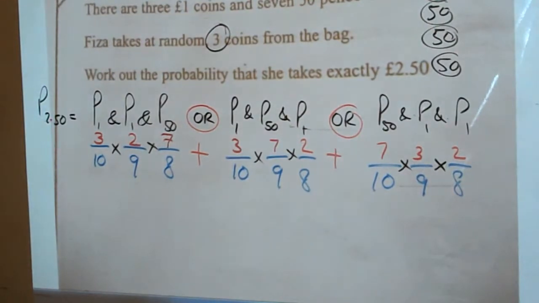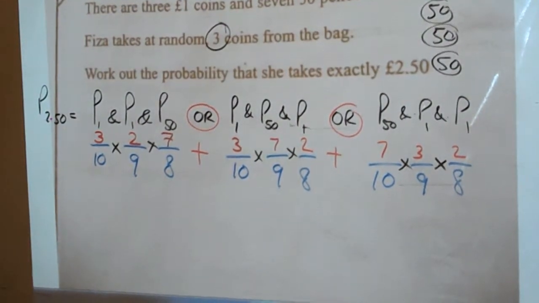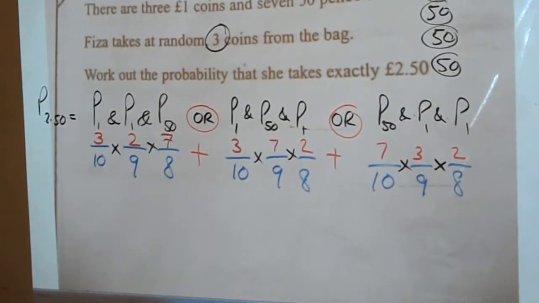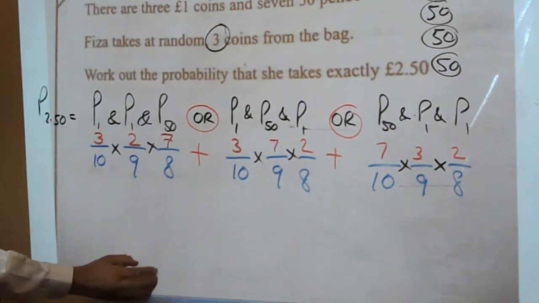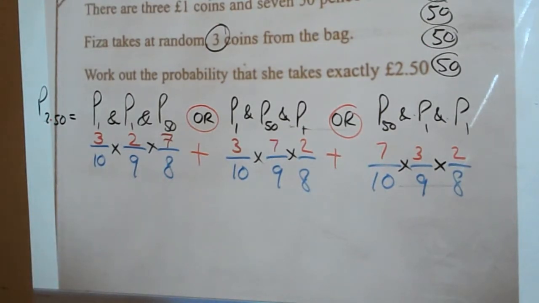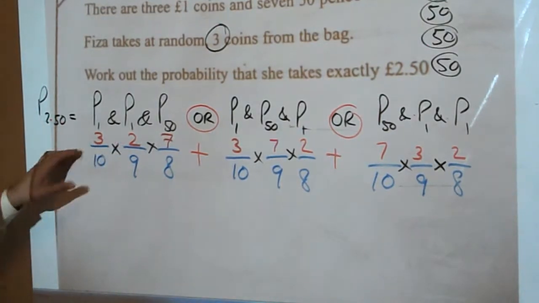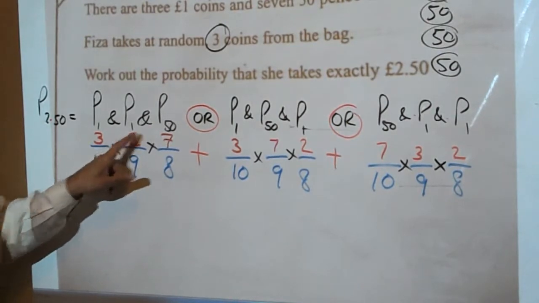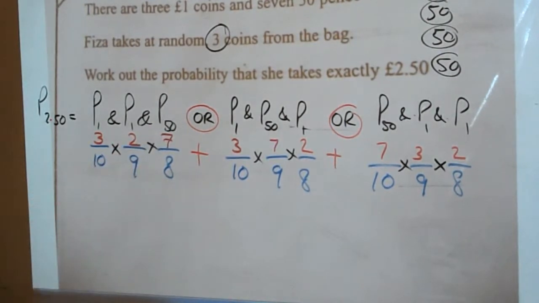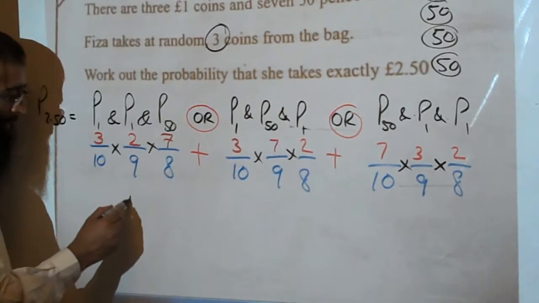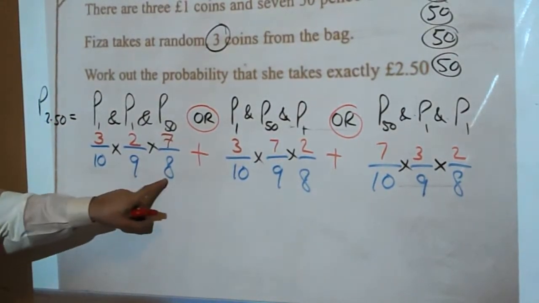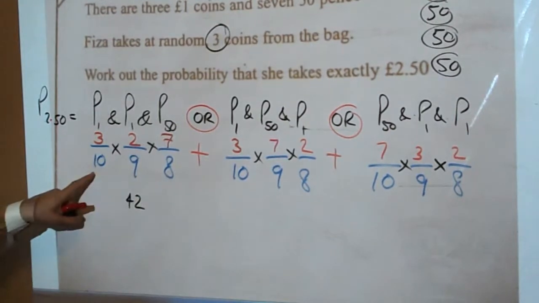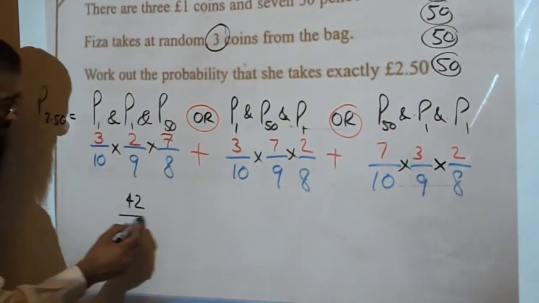Can you check if that's clear? Everything up there? Good. Now we've got to work this out. 3 times 2 is 6. 6 times 7 is 42. 9 times 8 is 72. 72 times 10 is 720.